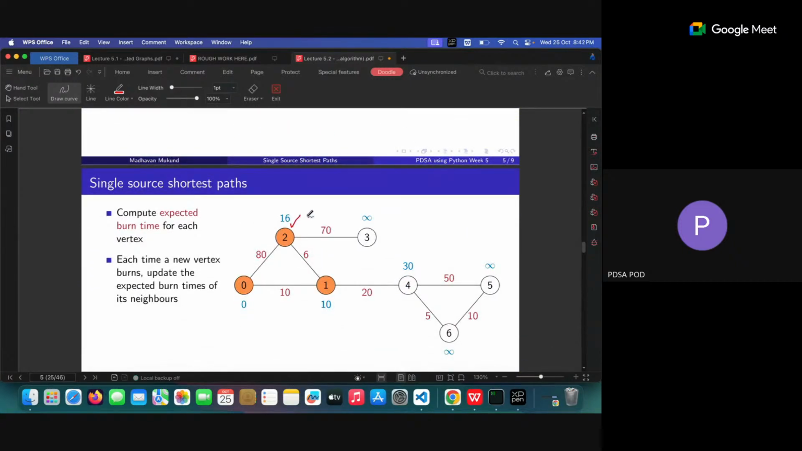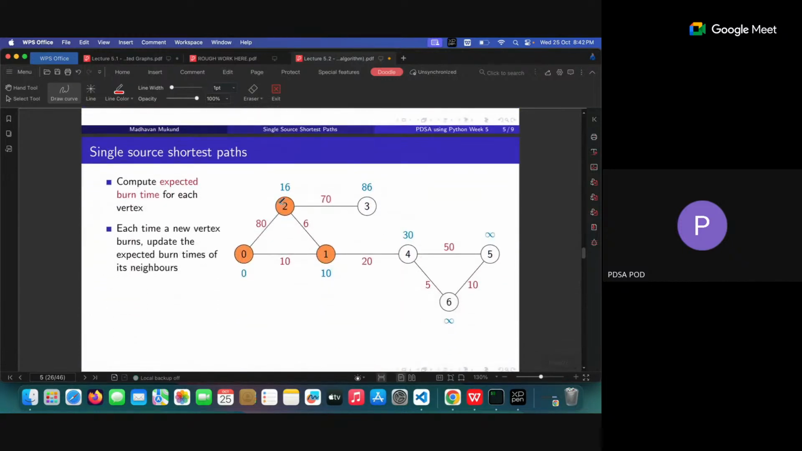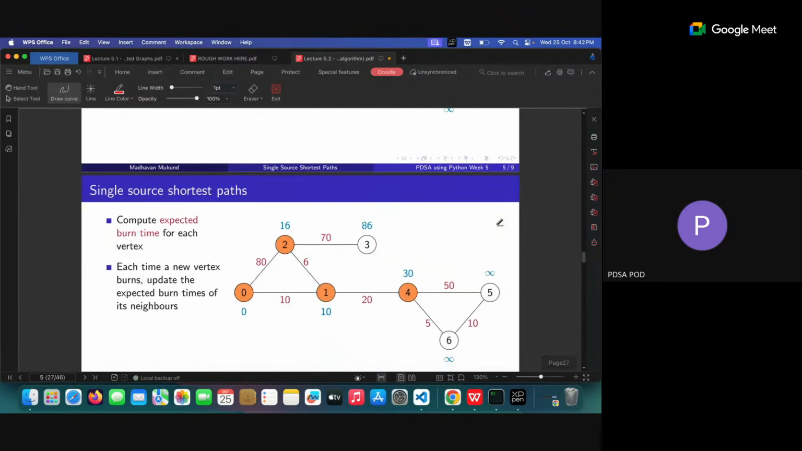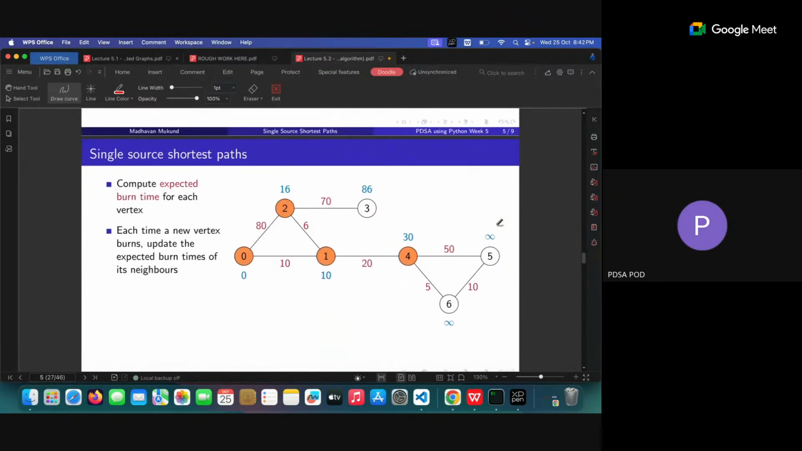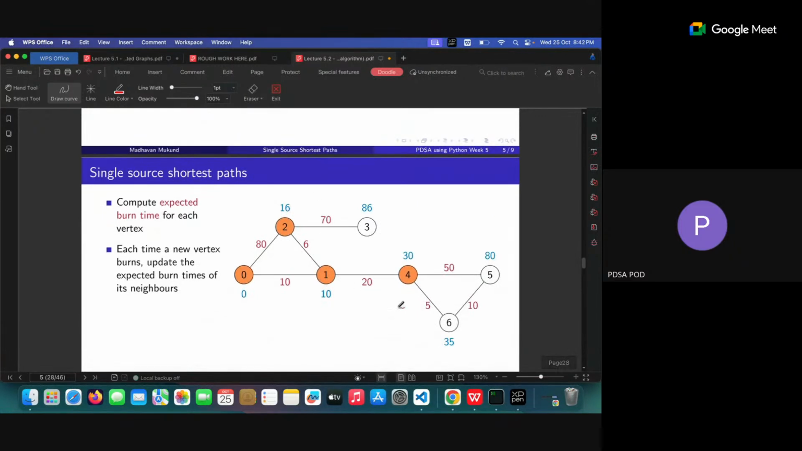The vertex 2 is selected. And after this 4, you can see that next expected time. So this is already burned. So that next expected time is this one, ET, expected burn time. From this 4, next expected burn time is there, that is 80. 86 is over. Yeah, after 4 is burned. Yeah, it is 35. It is 80.